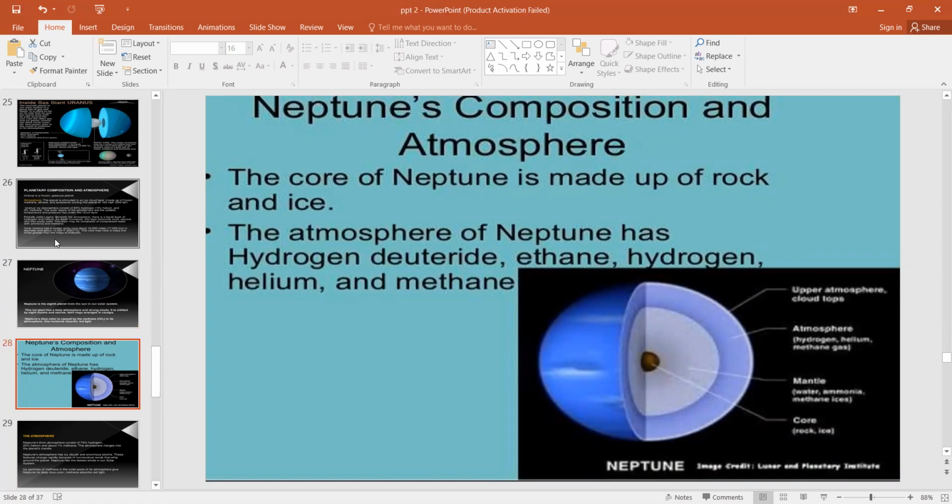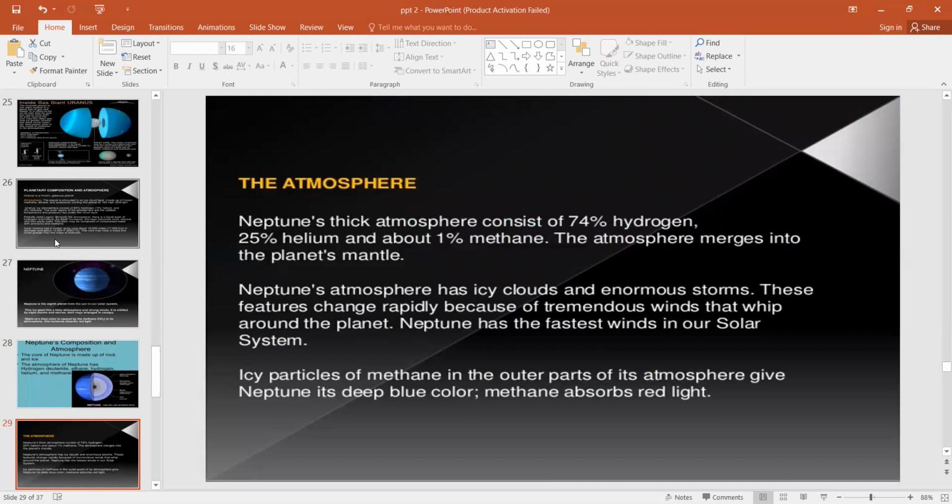The atmosphere of Neptune has hydrogen, helium, and methane. 74% hydrogen is present, 25% helium, and methane is in trace amount, which is just around 1%. Neptune's atmosphere has icy clouds and enormous storms. These features change rapidly because of the tremendous winds that whip around the planet. Neptune has the fastest wind in our solar system. Icy particles of methane in the outer parts of its atmosphere give Neptune its deep blue color. Methane also absorbs red light.